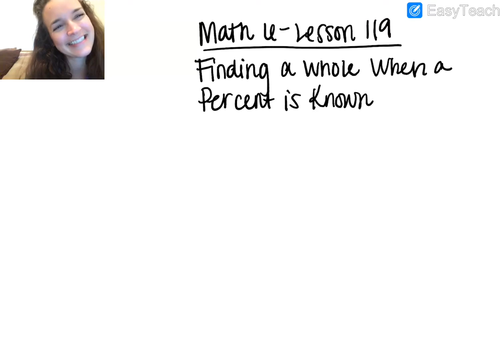But we're going to talk today about finding a whole when a percent is known. So in lesson 117, we talked about finding a whole when a fraction is known, and we used the little diagrams where we split it up, okay? This is going to be a little different. When we did our warm-up on Thursday, we actually reviewed the process for using that ratio box, okay? So everybody remembers that we set up a box.